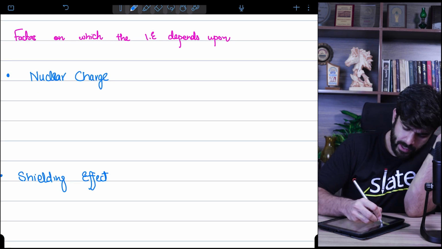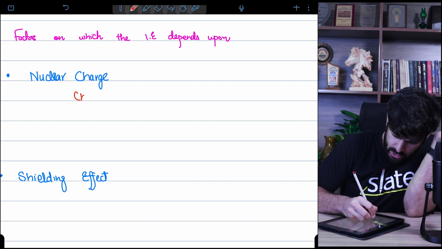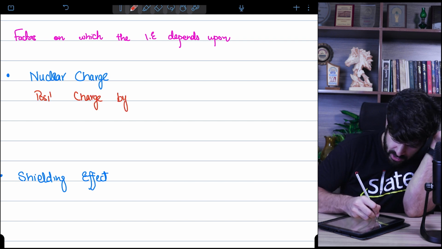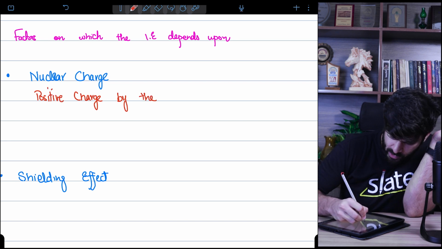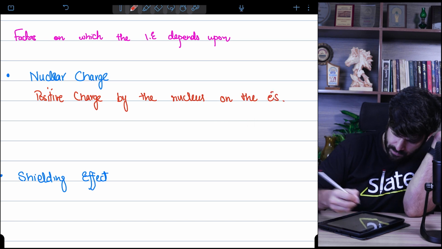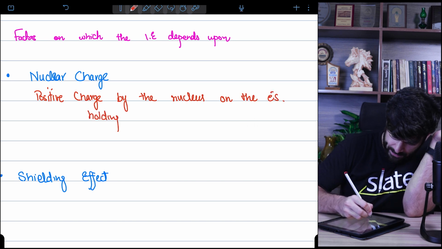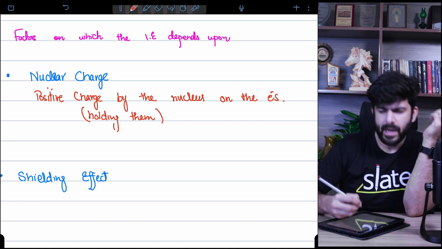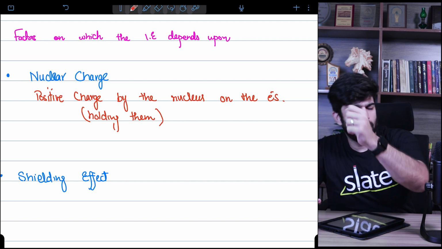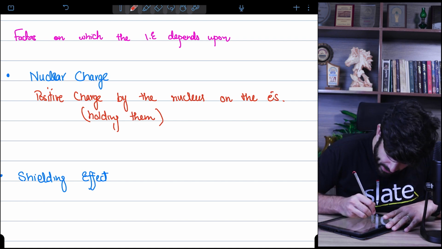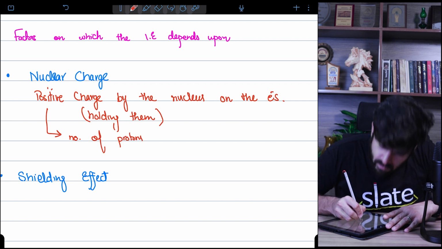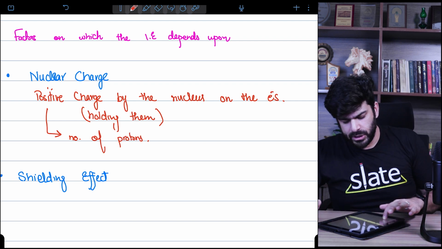Now, what is nuclear charge? We just talked about it. Nuclear charge is the positive charge by the nucleus on the electrons, holding them. It holds the electrons. And what is nuclear charge dependent upon? Since it's a positive charge, it depends upon the number of protons. That's one thing.